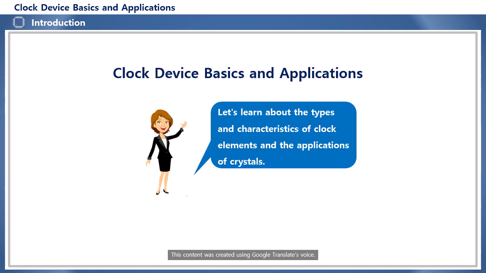We will learn about the basic structure and characteristics of resonators, crystals, and oscillators, which are clock elements used in MCU applications, as well as the main specifications and applications of the most commonly used crystals.